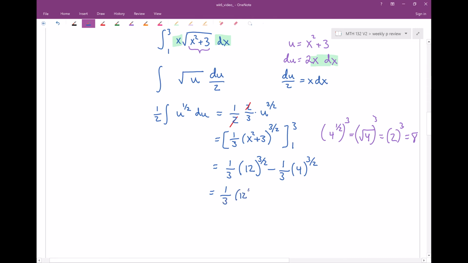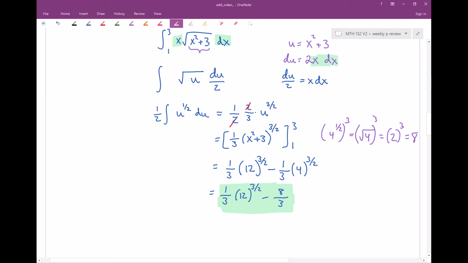So we're going to have 1/3 times 12 raised to the 3/2 power minus, and again, this was 8. So I'm going to do 8/3 here. And that's kind of as simplified down as I can possibly get it. So that right there would be my final answer.